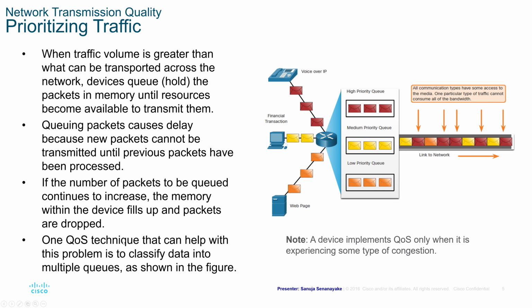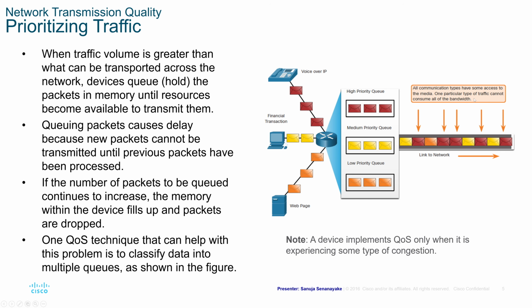What the QoS, or quality of service, techniques are doing is queuing all of this traffic according to different priorities. In this case, high priority is the voice traffic, medium priority is the financial transaction traffic, and low priority is the web traffic. Based on those priority levels, the QoS technique is going to transmit the data accordingly. The high priority traffic, the voice traffic, which is time sensitive, will be transmitted first before any other traffic.